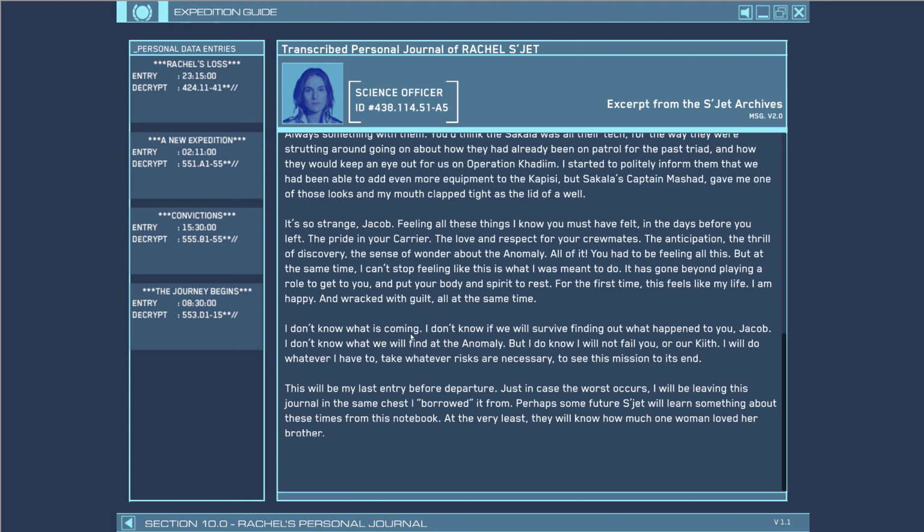I don't know what is coming. I don't know if we will survive finding out what happened to you, Jacob. I don't know what we will find at the anomaly, but I do know I will not fail you or our Kith. I will do whatever I have to, take whatever risks are necessary, to see this mission to its end. This will be my last entry before departure. Just in case the worst occurs, I will be leaving this journal in the same chest that I borrowed it from. Perhaps some future Sujet will learn something about these times from this notebook. At the very least, they will know how much one woman loved her brother.